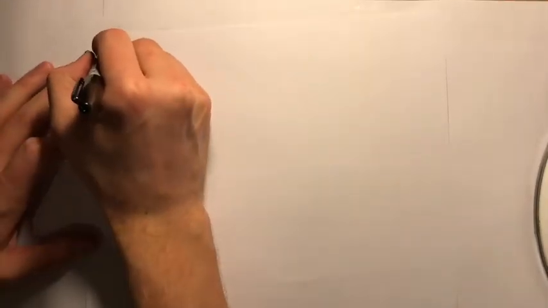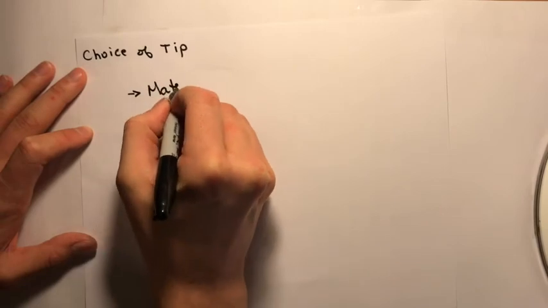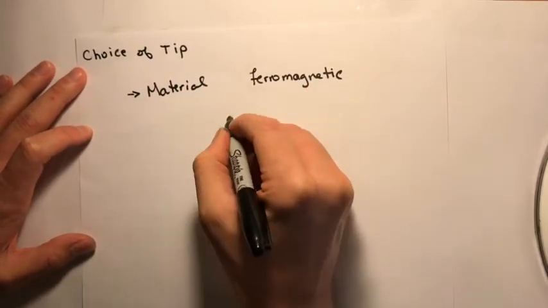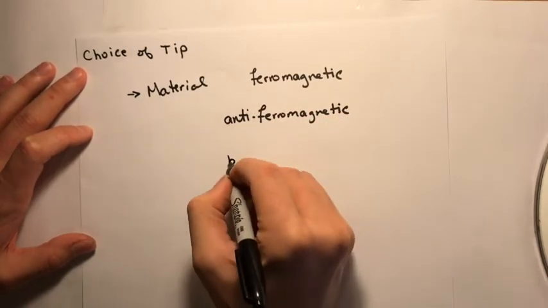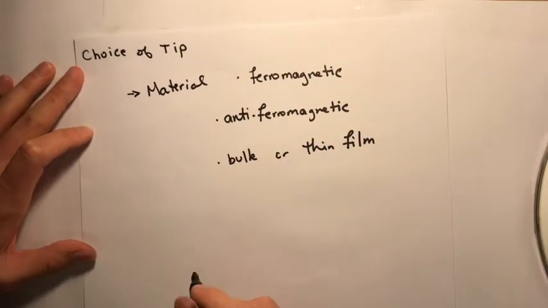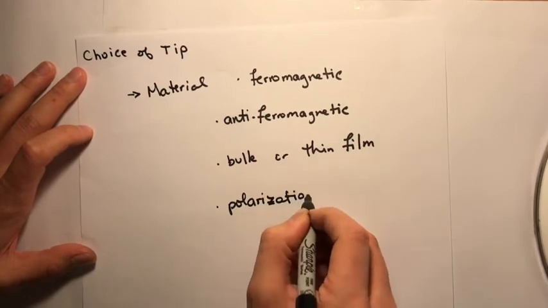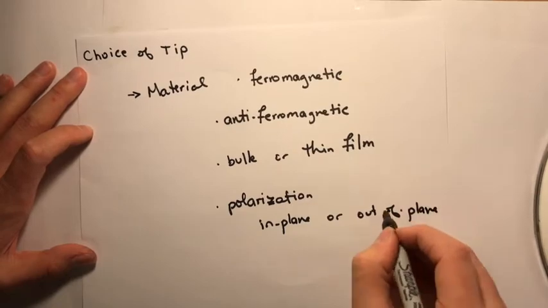So how do we pick a tip when performing SP-STM? There are several different magnetic materials, and that material choice is what's most important. You can choose a ferromagnet or an anti-ferromagnet, and this is an important option. Also, you want to know if you're picking a bulk material or a thin film material on top of a non-magnetic material. Finally, your choice of polarization, again, whether it's in plane or out of plane, can give you different information depending on what you're imaging.